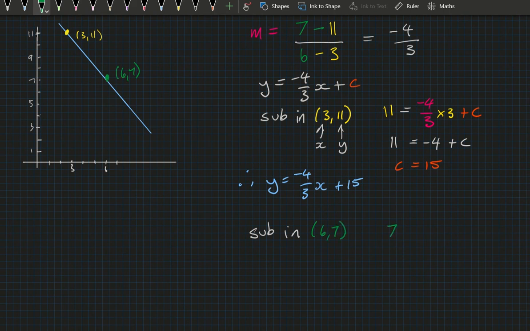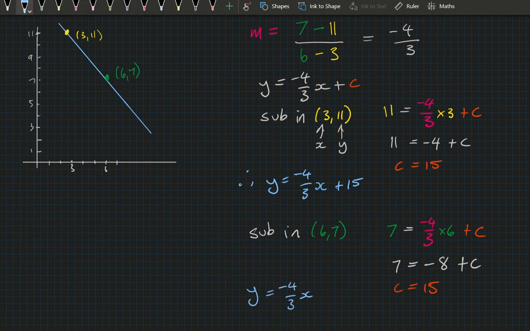So with a y value of 7, that will equal our m value minus 4 on 3 times our x value 6 plus c. Then on the next line we'll have 7 is equal to minus 4 on 3 times 6 is minus 8 plus c. Let me neaten up that c, it looks a bit like a 6. So adding 8 to both sides, we have 15 is equal to c. So lucky for us, maths is not broken. And y equals minus 4 on 3x plus 15 is confirmed.